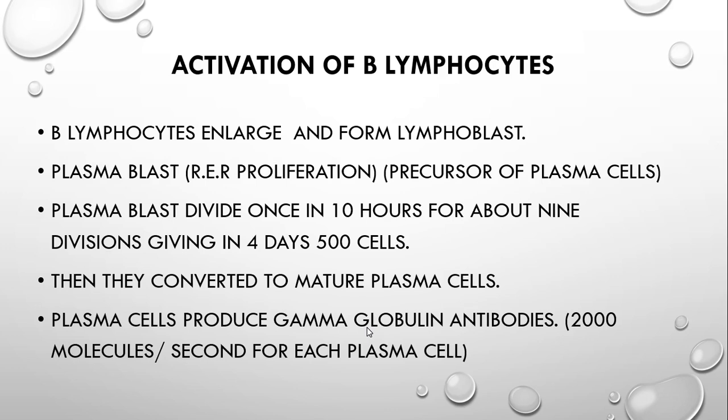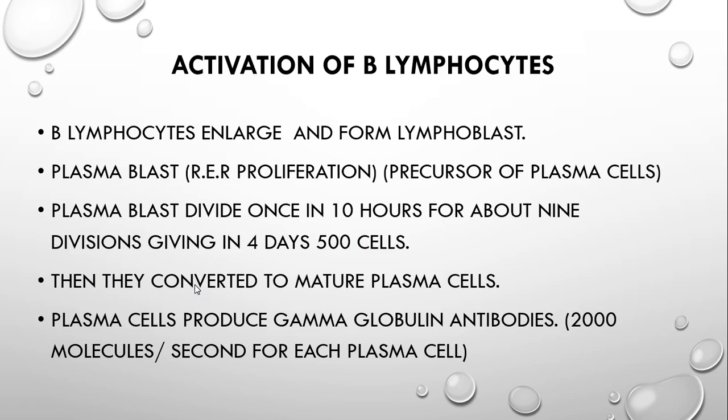The development of B lymphocytes occurs after the exposure of antigens. They enlarge and form lymphoblasts. The lymphoblasts increase their cytoplasm and there is rough endoplasmic reticulum proliferation to form plasmablasts. The plasmablasts divide once in 10 hours for about 9 divisions, giving in 4 days about 500 cells. They are then converted to mature plasma cells.